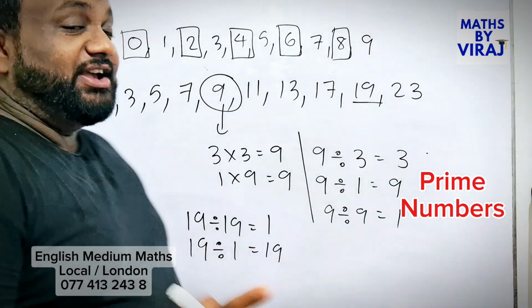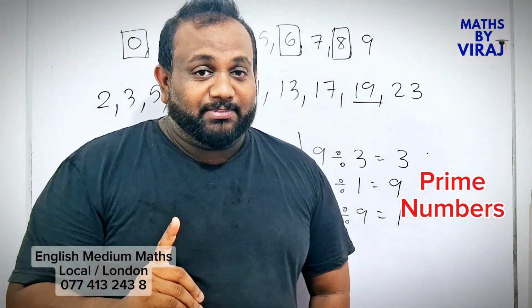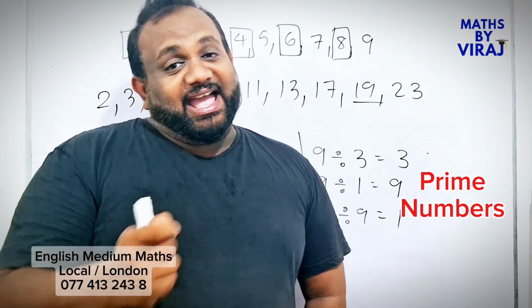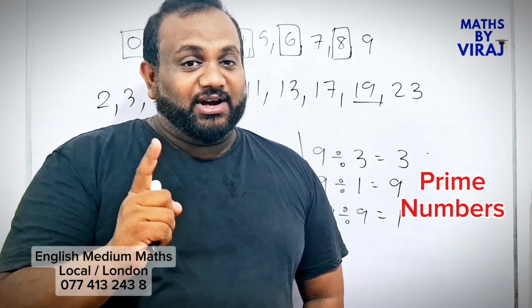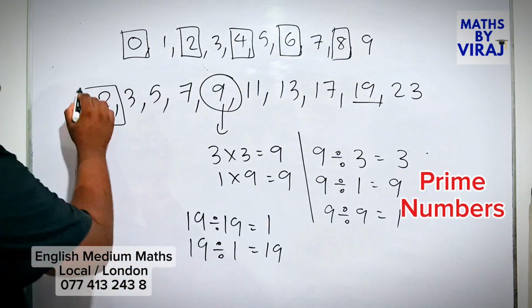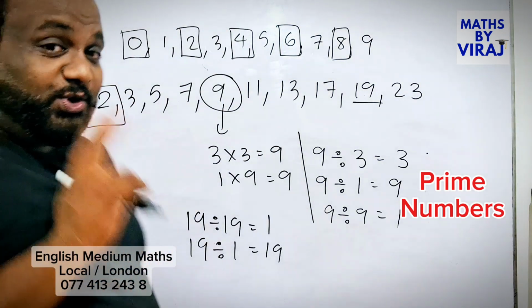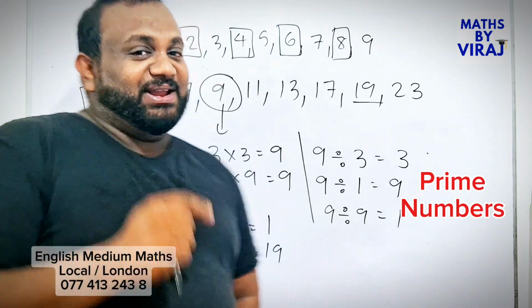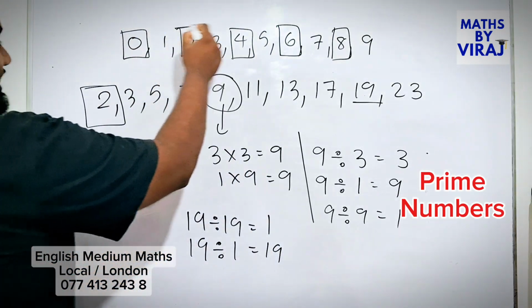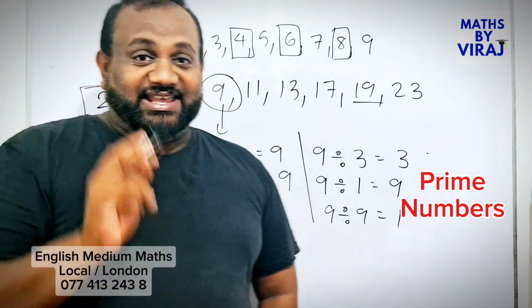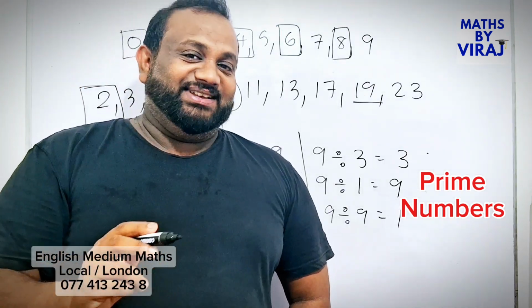So again, what is the rule of prime numbers? Numbers that are divisible by 1 and by themselves only. And look at this, 2. 2 is the only even prime number. Look at this, even numbers, and 2 is the only even prime number.